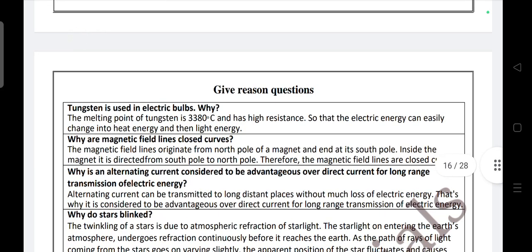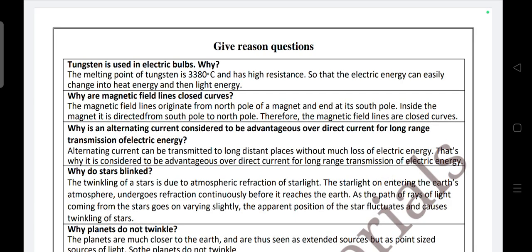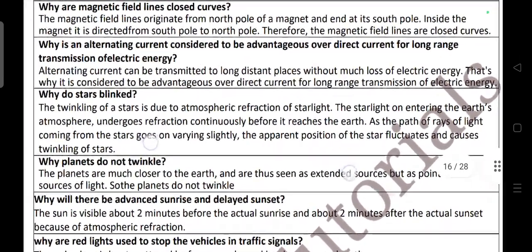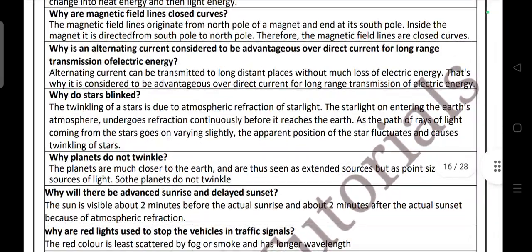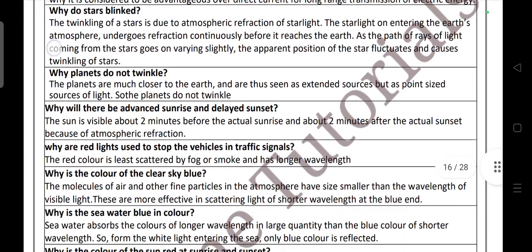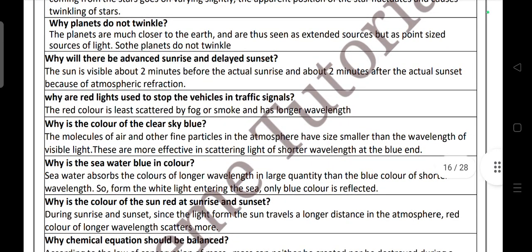Then give reasons. Tungsten is used in electric bulbs because? Why are magnetic field lines closed curves? Why is alternating current considered to be advantageous over direct current for long range transmission of electric energy? Why do stars twinkle? Why do planets not twinkle? Why is there advanced sunrise and delayed sunset? Why are red lights used to stop vehicles at traffic signals?